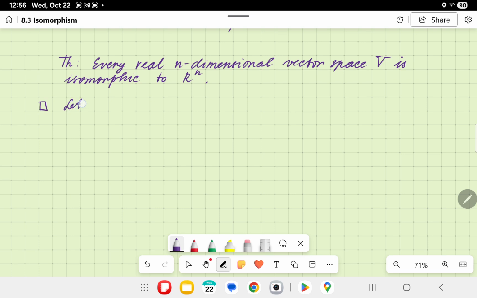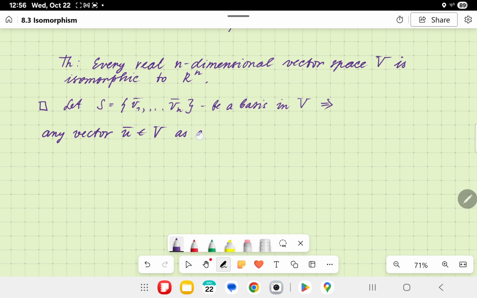So let the set S with n vectors be a basis of that vector space V. And again, V can be any n-dimensional vector space. If it's a basis, we can represent any vector u which belongs to vector space V as a linear combination of basis vectors.